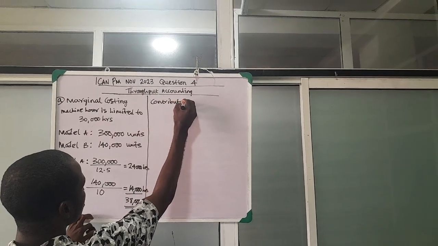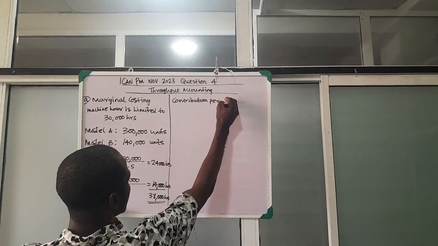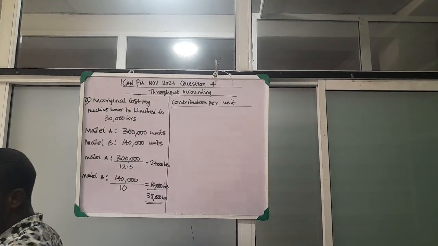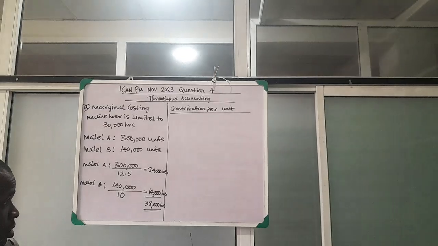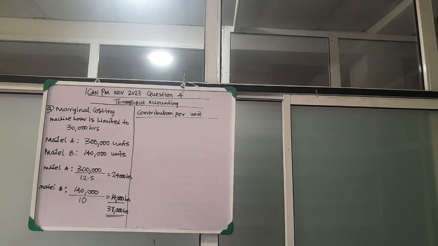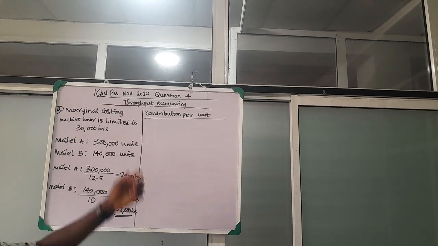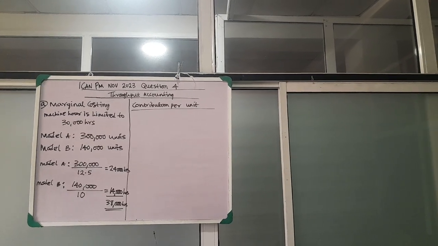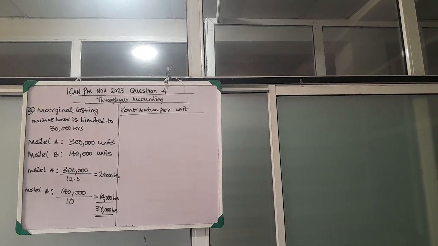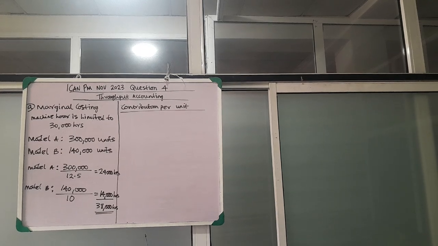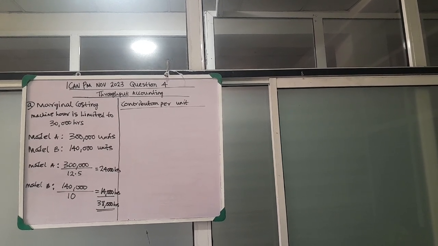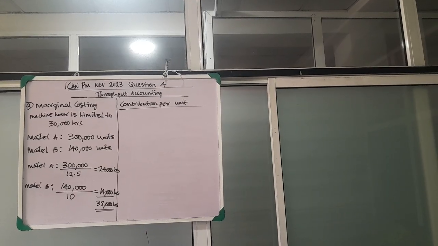Contribution per unit. Now, if you remember in marginal costing, if you have watched the first video on Throughput accounting that we posted, marginal costing considers all variable costs, takes cognizance of every variable cost. So I'll be having sales less every variable cost provided in the equation to give us our contribution. So we'll proceed to that.